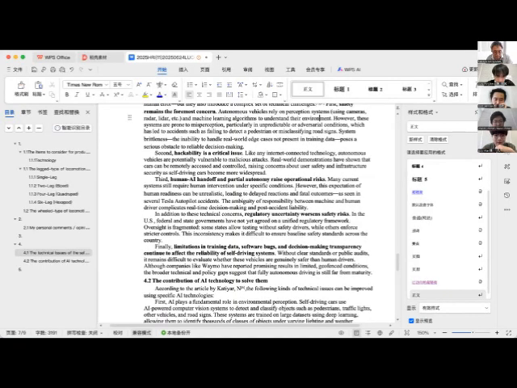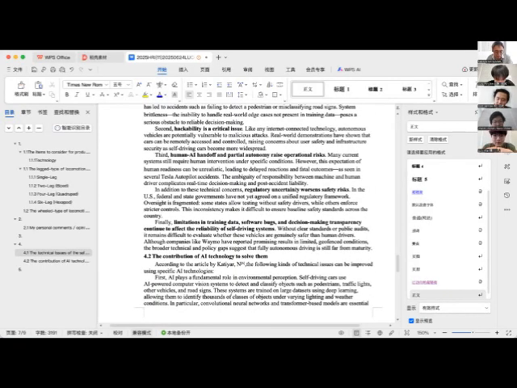And the third is the human AI handoff and partial autonomous rights operational risk.